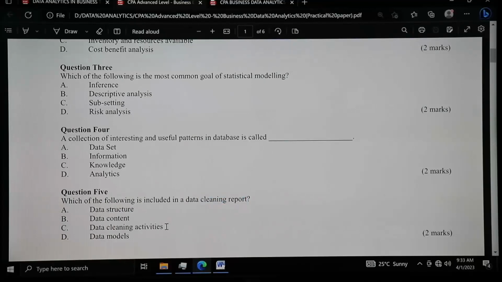Probably your data had a lot of duplicates. Maybe you had 1,000 records. After data cleaning, you'll find that maybe you have just 500 records. Then you have to include in your report why it went from 1,000 to 500, because you did an activity. Which activity? Removing duplicates. That is something that you need to include in your report.